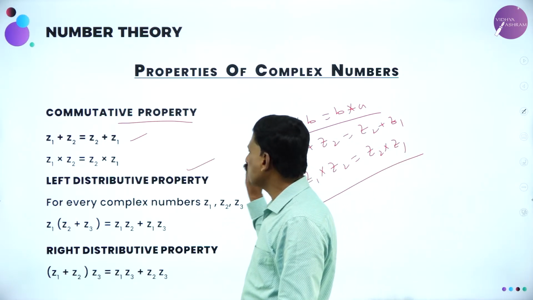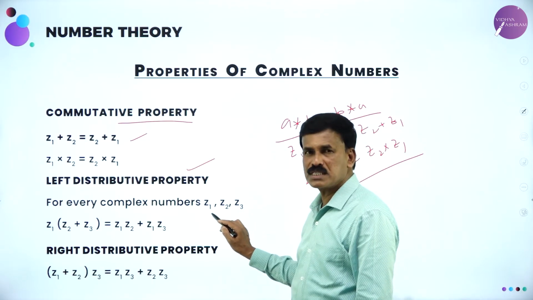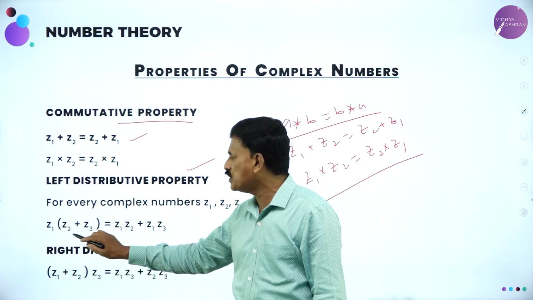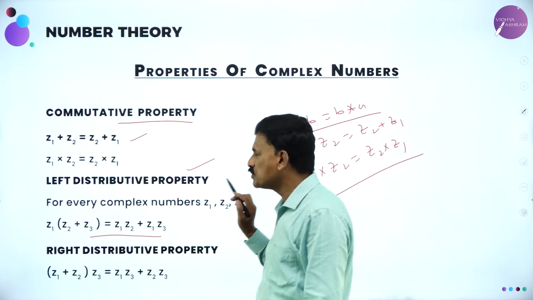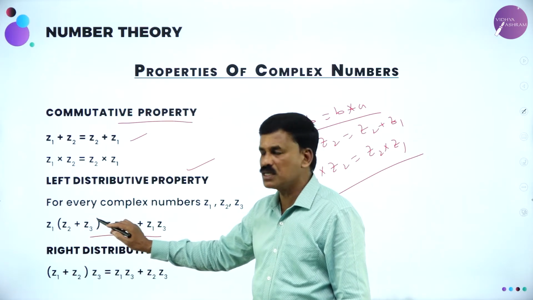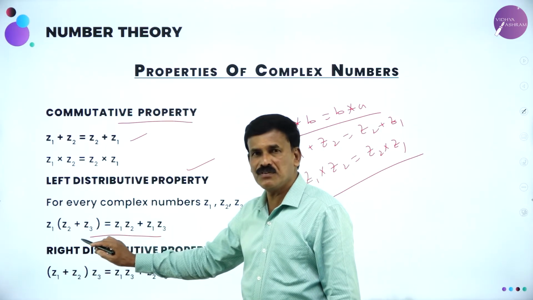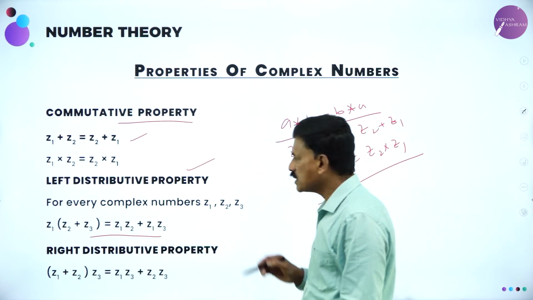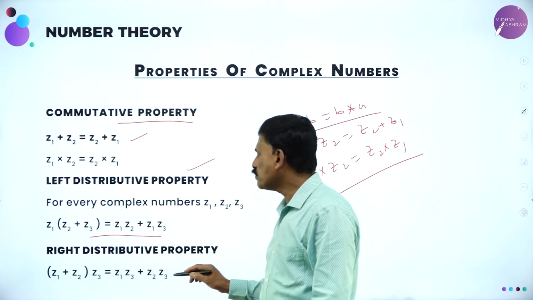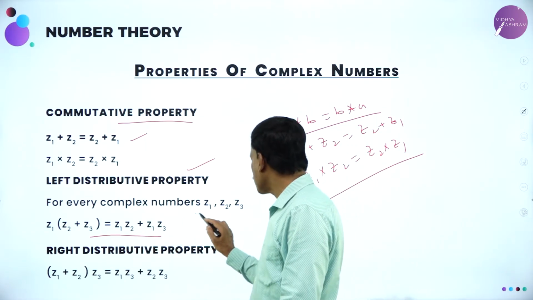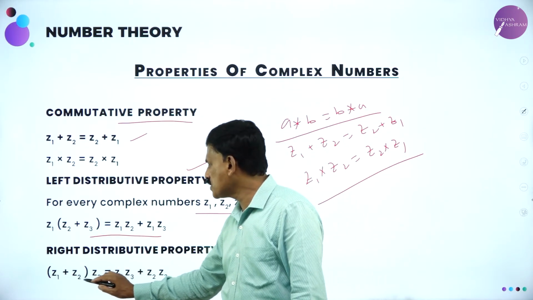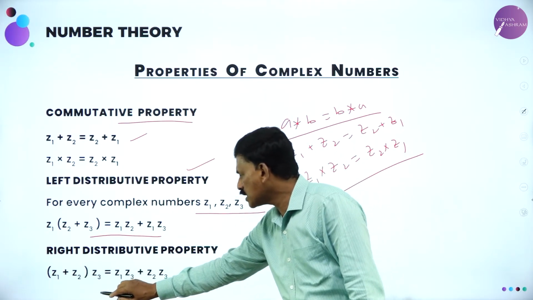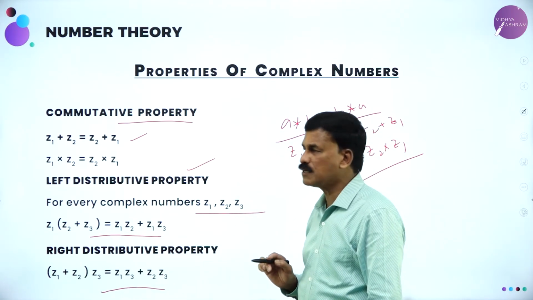Now let us come to the distributive property. For any three complex numbers z1, z2 and z3, z1 into (z2 plus z3) is also equal to z1 into z2 plus z1 into z3. Now, write the other distributive property. For any three complex numbers z1, z2 and z3, (z1 plus z2) into z3 is also equal to z1 into z3 plus z2 into z3. So, this is the right distributive property of a complex number.